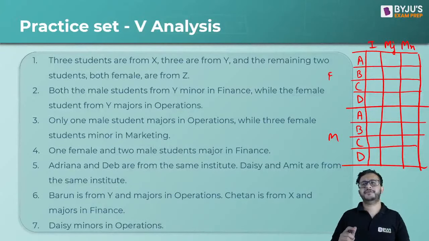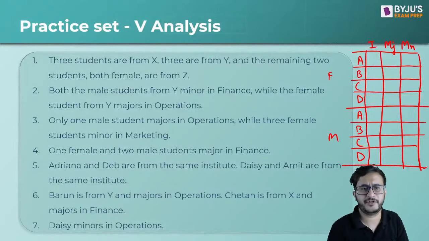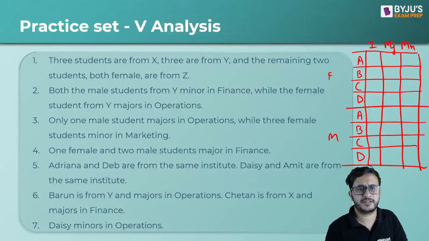Okay, so let's fill those then. So there are 3 students from X, 3 from Y, and 2 females from Z. So let us fill the direct information that is given to us. Adriana and Dev are from the same institute. Daisy and Amit are from the same institute. So that means they cannot be from Z, because both females are from Z.